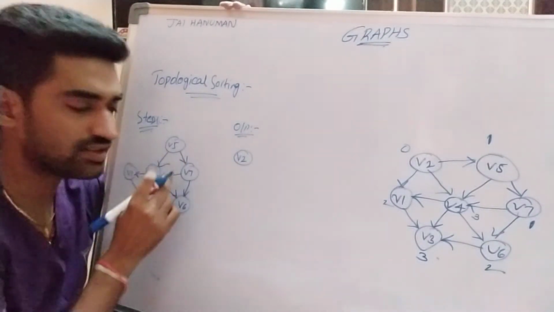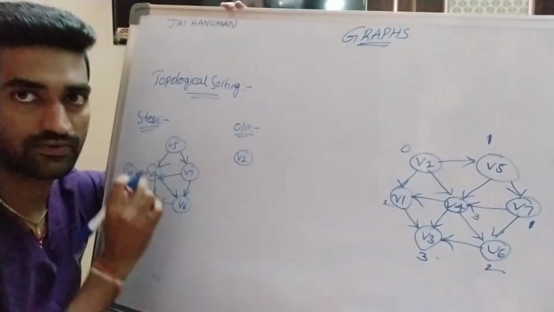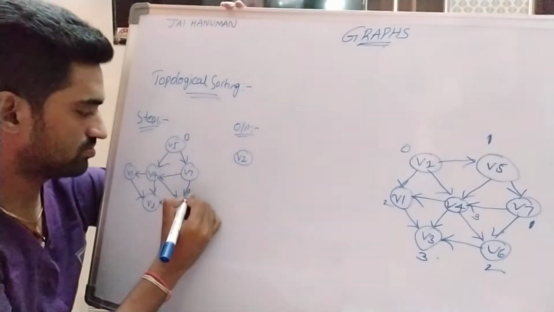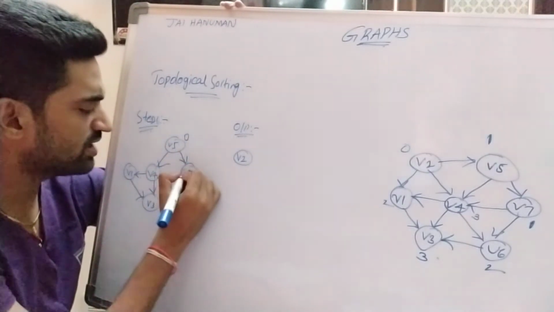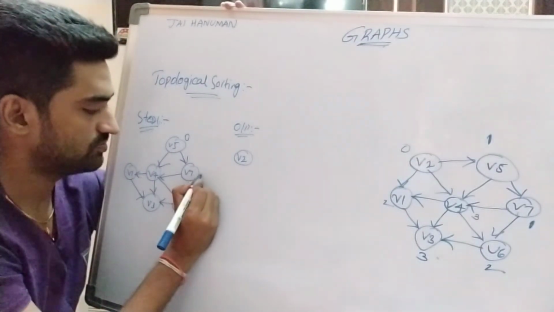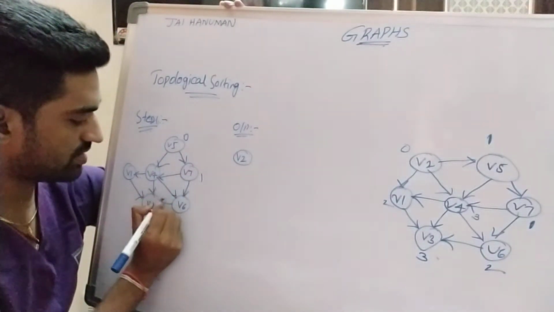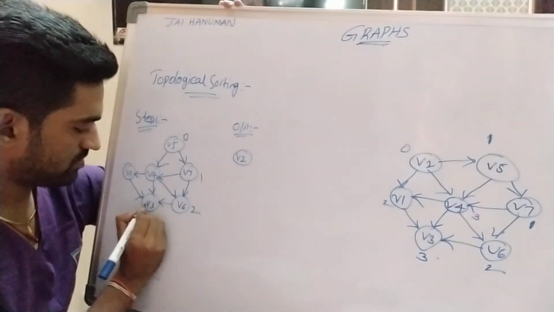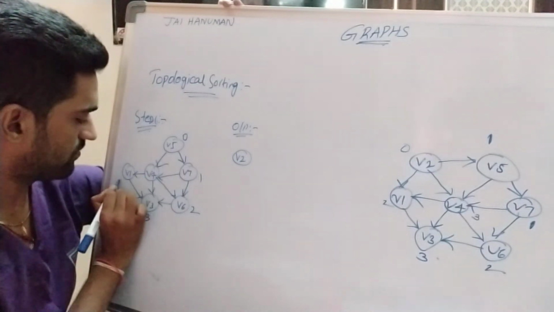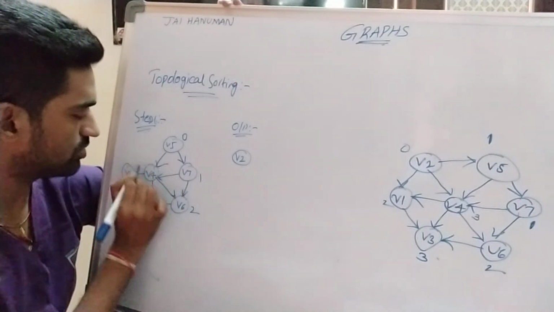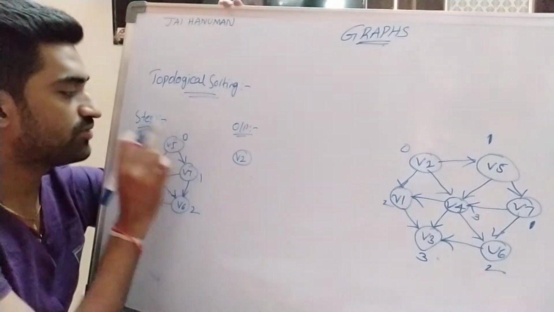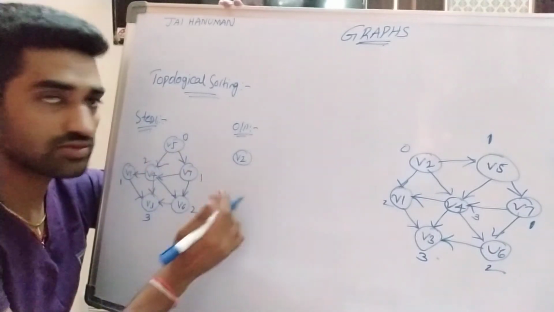Again we are calculating the integrity for this graph, right? So what is the integrity for V5? 0. No incoming edges. Only one incoming edge for V7. So that's why integrity for V7 is 1. What is the integrity for V6? 2. What is the integrity for V3? 3. What is the integrity for V1? 1. What is the integrity for V4? 2. So which vertex contains integrity 0? V5. So that can be removed from the graph and added to the output, right?